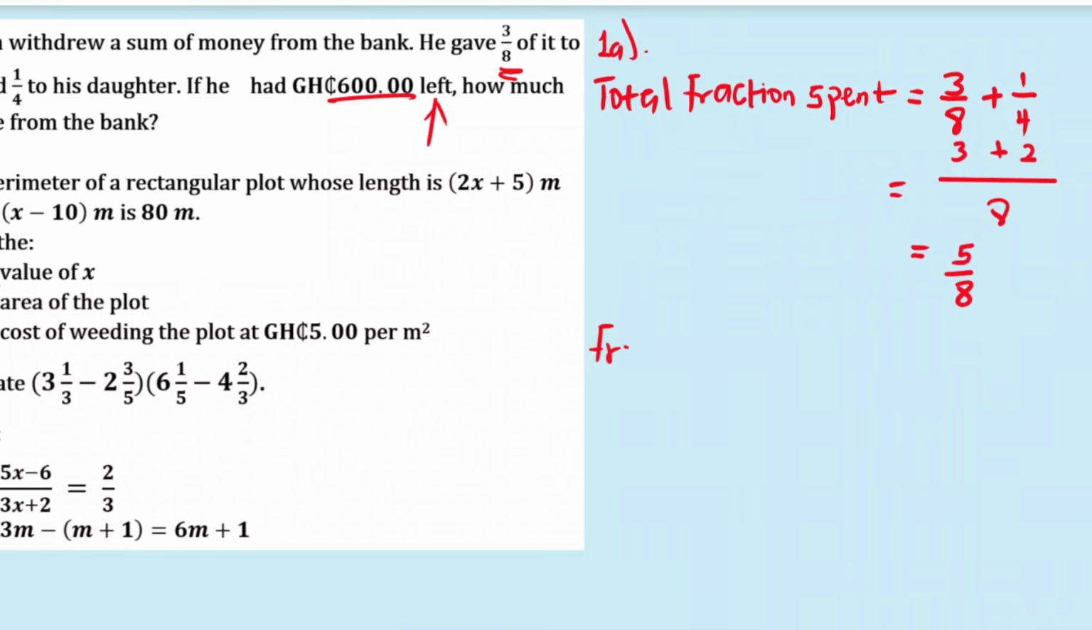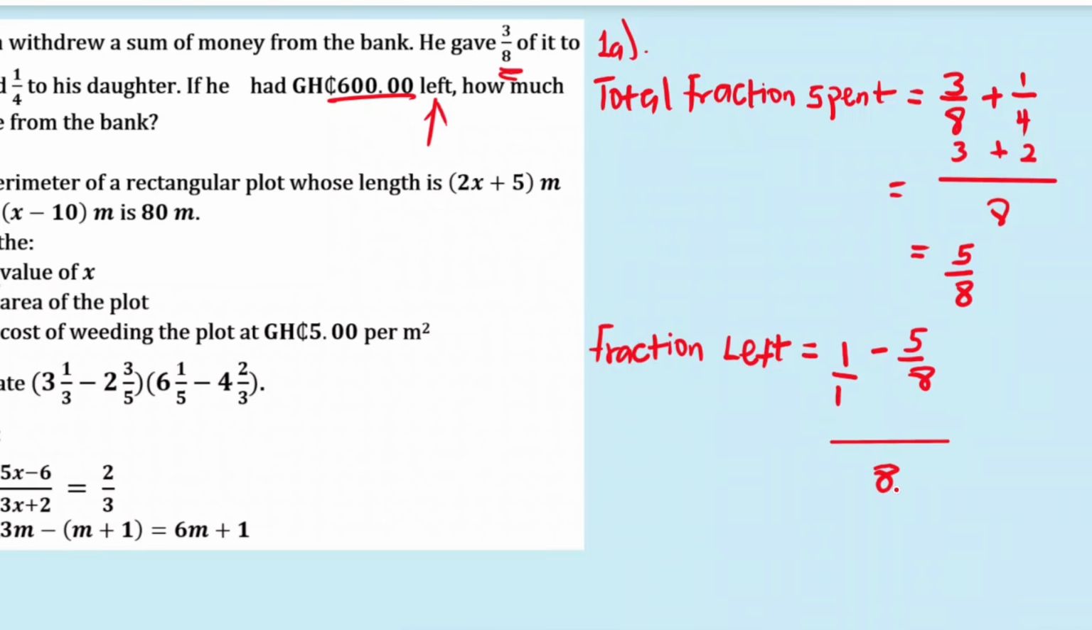The fraction left is equal to the total fraction, which is 1, minus the fraction spent. And that is obviously going to be 1 minus 5/8. Now, you can take this 1 to be 1 out of 1, so that you know that they are all fractions. So, again, we have to find the LCM. And the LCM for 1 and 8 is obviously going to be 8.